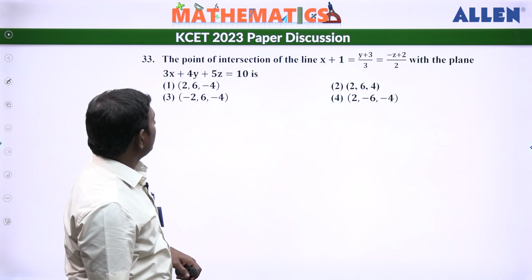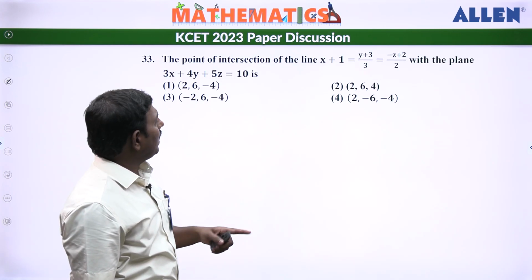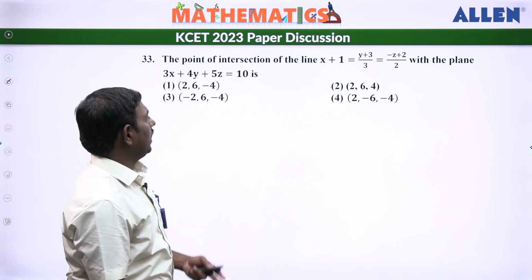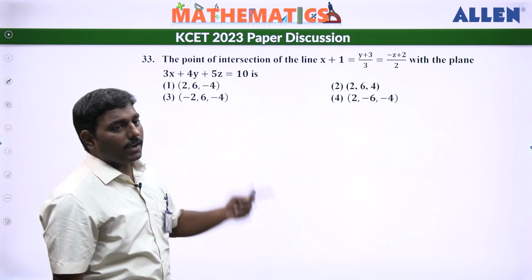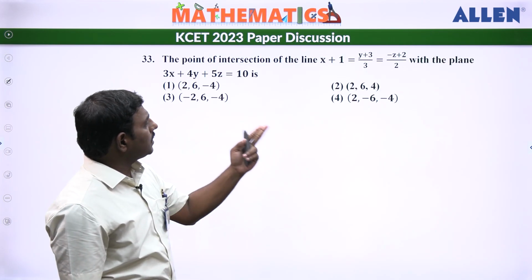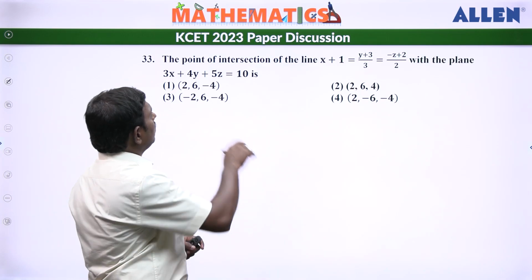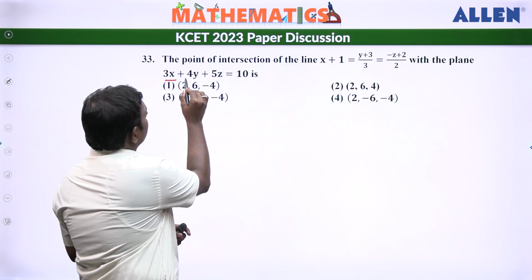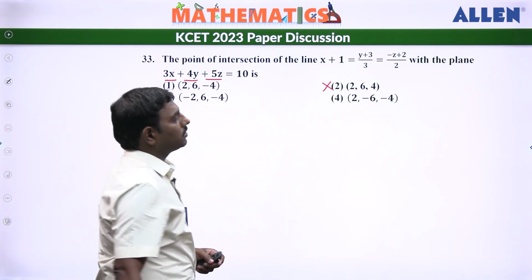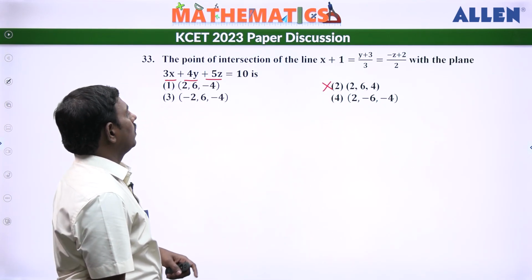Next, question number 33. The point of intersection of the line with the plane. You can solve it with the method, or directly we can say we need to find the intersection of both line and plane. Definitely the point should satisfy both equations. Here when you observe, the coefficients of x, y, z are all positive, so all three being positive is not possible. So option number 2 is ruled out.